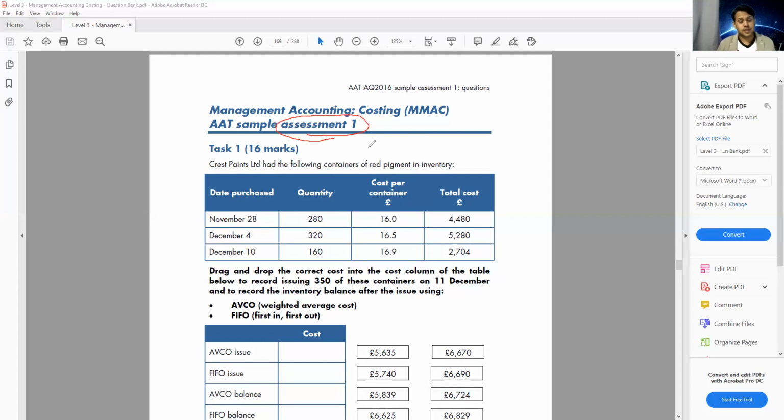There are more sample assessments, but if you practice one, you will be able to practice more assessments. So it's very important that if you understand one very well, the next two will not be that difficult. Okay, so let's start with that. Let's start with question number one.